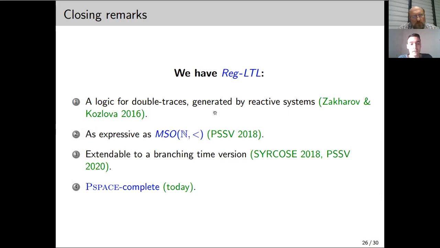So we have the logic introduced in 2016, which was proved in 2018 to be expressively equivalent to Bucci automata, or more logically speaking, to the monadic second order theory of sequences. We have considered some branching time extensions as well. And today we came up with the full understanding of the complexity, proved that it is space complete, and this closes the discussion.